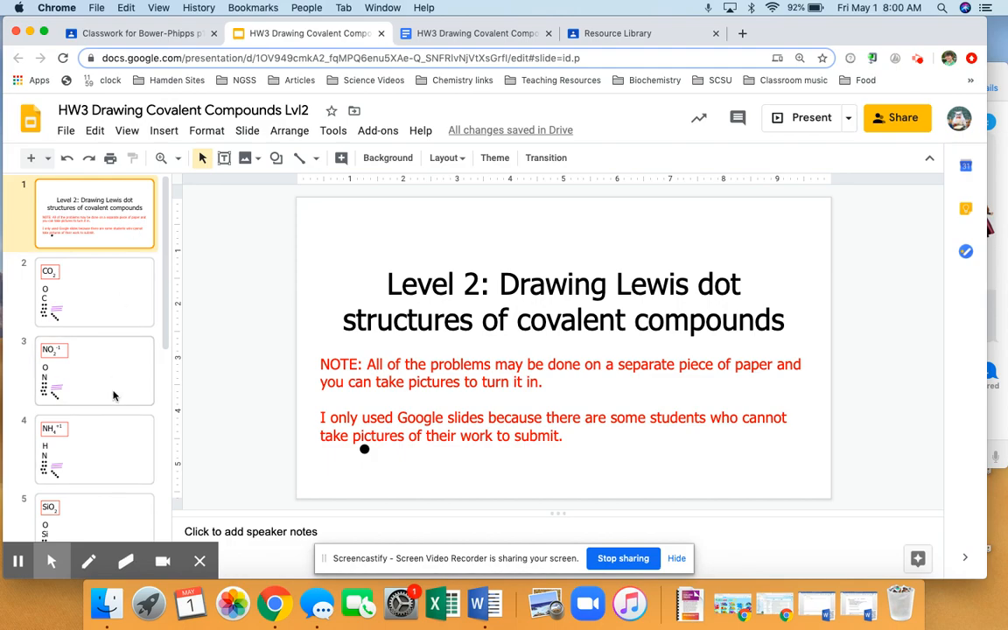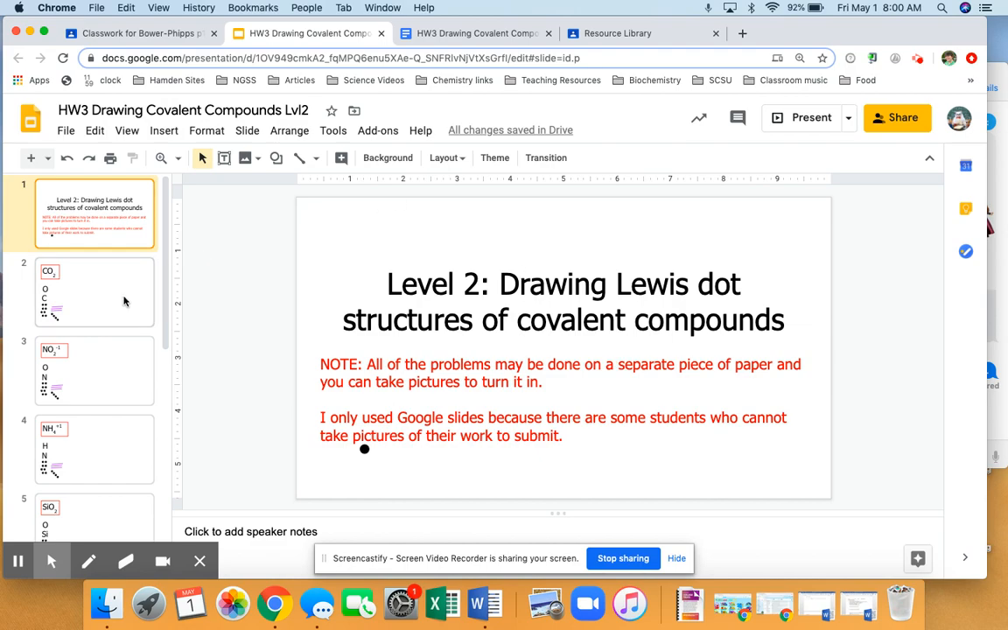for homework. Remember, all of these problems can be done on a separate piece of paper, and you can take pictures. I realize that Google Slides is really clunky to use for this. If we were doing it in class, I would have you do it on paper with paper and pencil. So make sure that you're using whatever one works best for you. The only reason that I'm showing you on Google Slides is because there are some folks who can't take pictures. So if you feel more comfortable doing it by hand and then just taking a picture to submit, totally fine.